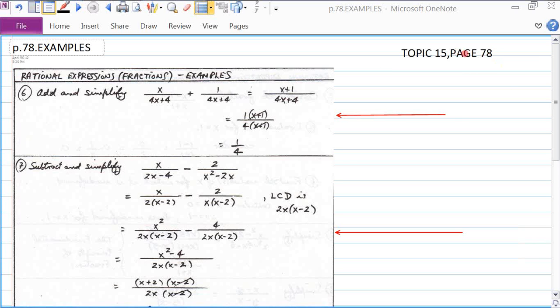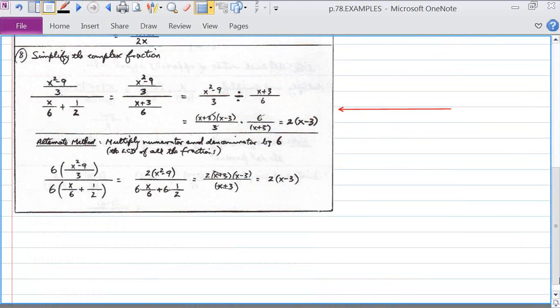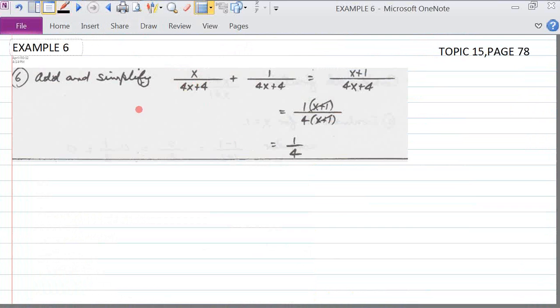So we're on page 76 and we're continuing rational expressions and further examples, and the examples we're going to do are 6, 7, and 8. So we start with number 6, and it says add and simplify these two terms.